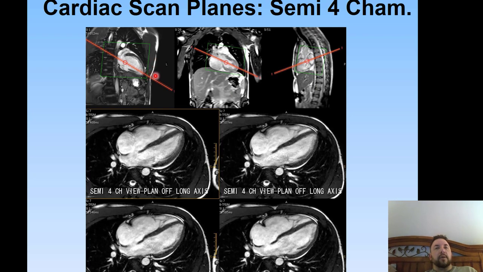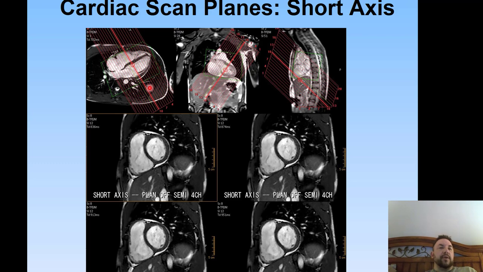The semi-4 chamber is planned off of the long axis view, which is this right here, and we're basically cutting through the valve and out to the apex there. Our short axis view is planned off of the semi-4 chamber, and we want to be basically perpendicular to the septum, and we want to go all the way out past the apex. So we want to be prior to, or proximal to, the valves, and all the way out past the apex there.